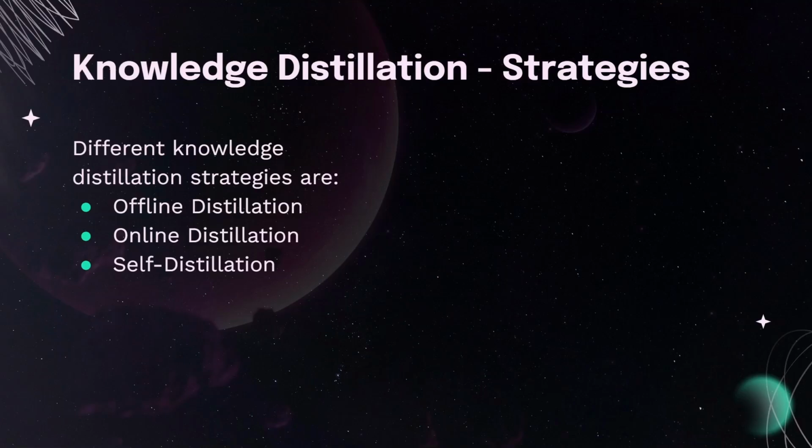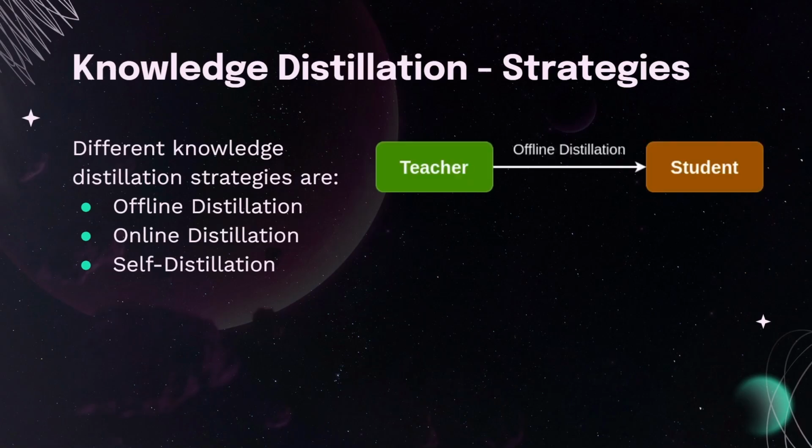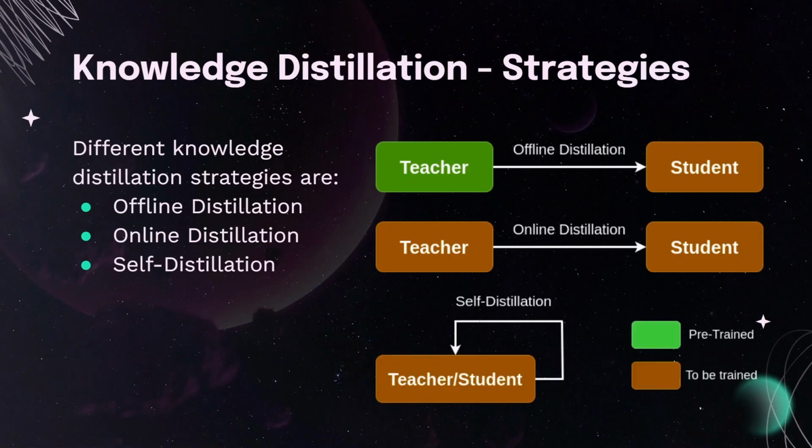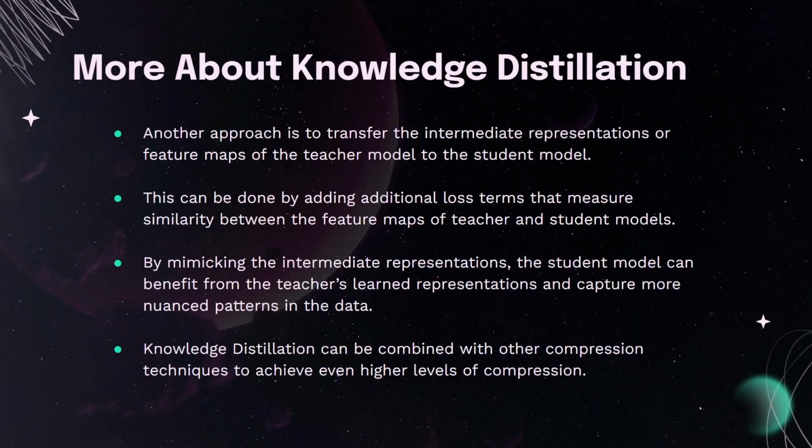There are a number of different KD techniques that can be used. The first is offline distillation, which is the most common type of knowledge distillation, and involves training a student model to mimic the predictions of a pre-trained teacher model. The second is online distillation, where the teacher and student models are trained simultaneously. And the last one is self-distillation, where the teacher and student models are the same.